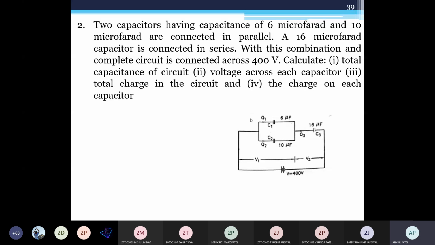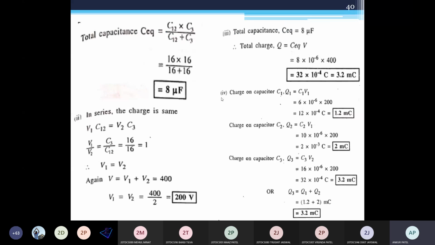And you can also draw the circuit diagram, or whatever is mentioned, that you have to consider. So this example we have done. Step by step, you can follow by your method also, or you can follow step by step.